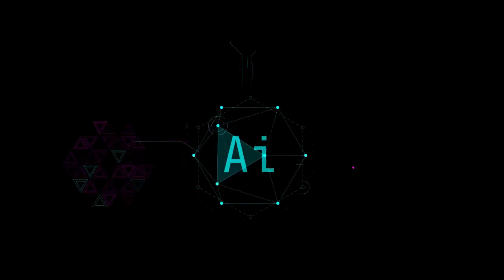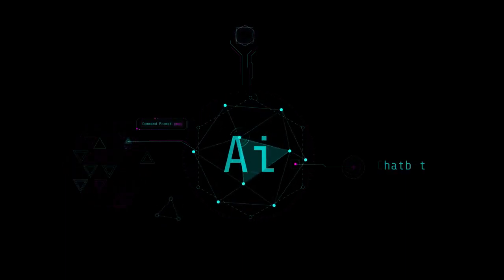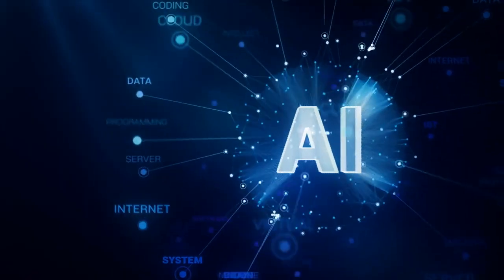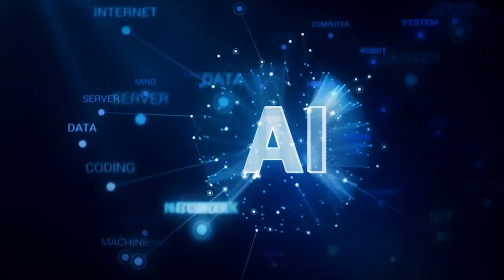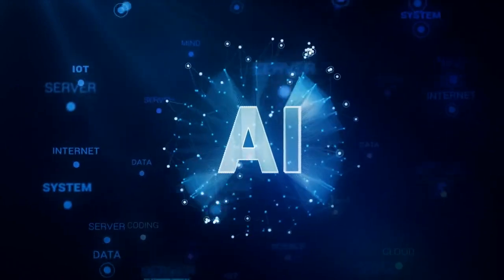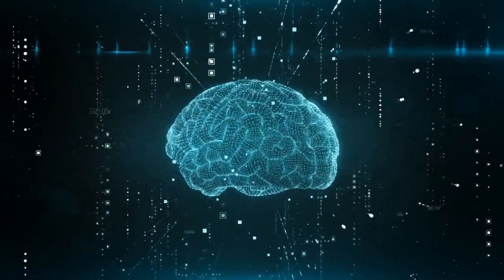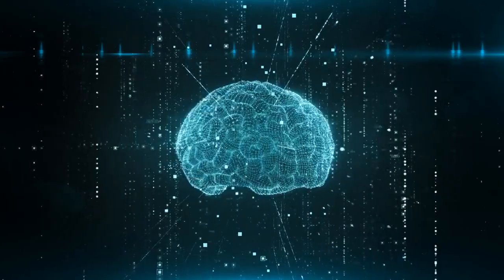How does generative artificial intelligence work? In this video, we will explore the basics of generative AI. Generative AI works by using a technique called deep learning. Deep learning is a type of machine learning that uses artificial neural networks to learn from data. Neural networks are inspired by the human brain, and they are able to learn complex patterns in data.